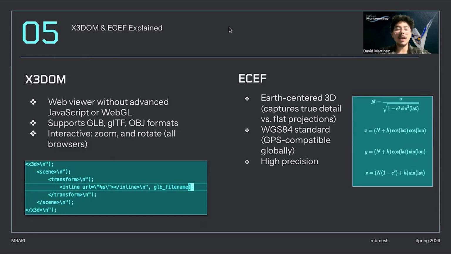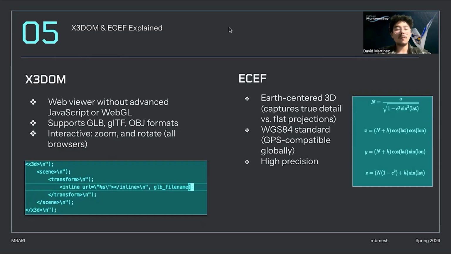For ECEF, which stands for Earth-Centered, Earth-Fixed, we believed it was important because it gave one global 3D coordinate system that works the same anywhere on Earth. Latitude, longitude, and depth were good for location, but they are not ideal for direct or real 3D measurement because the map projection or a 3D viewer can stretch or distort the data in different ways.